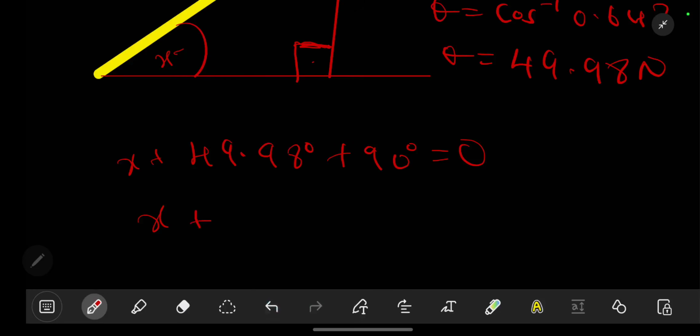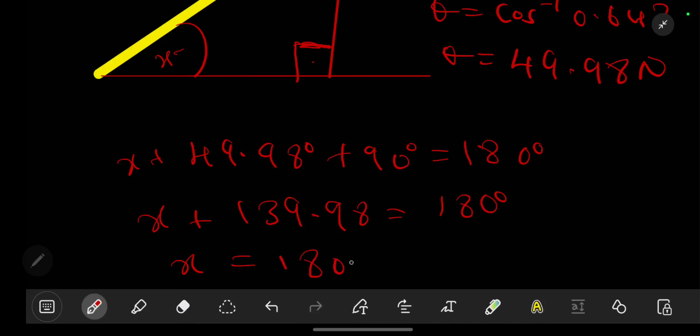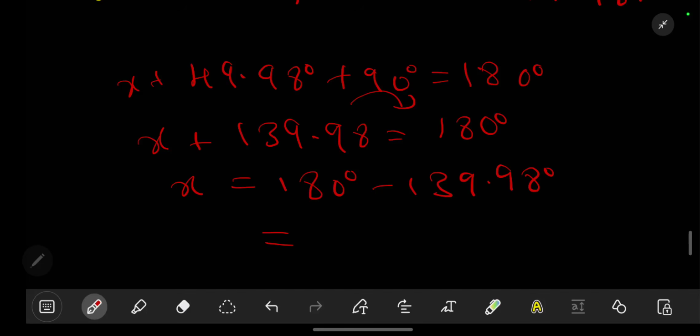So we have x plus 49.98 plus 90. We are going to have 139.98 should be equal to 0, not 0, sorry. Angles in a triangle add up to 180 degrees. So this should be equal to 180 degrees. So our x value will be equal to 180 degrees minus 139.98 degrees, which will be equal to 40.02 degrees.